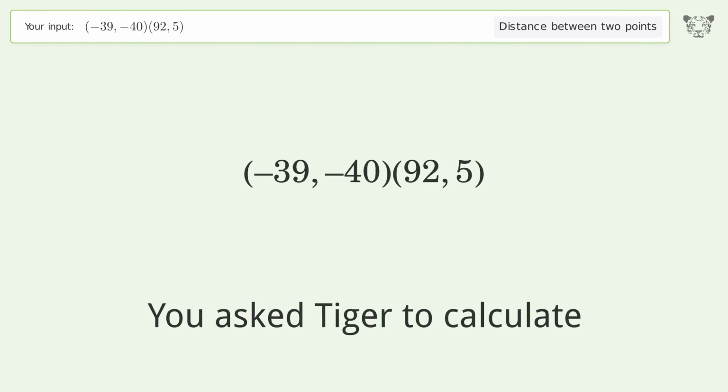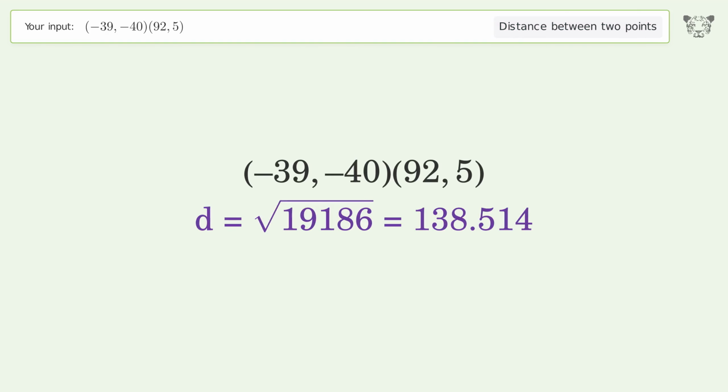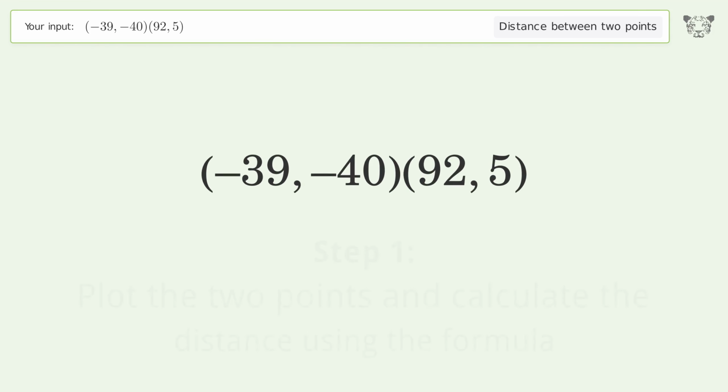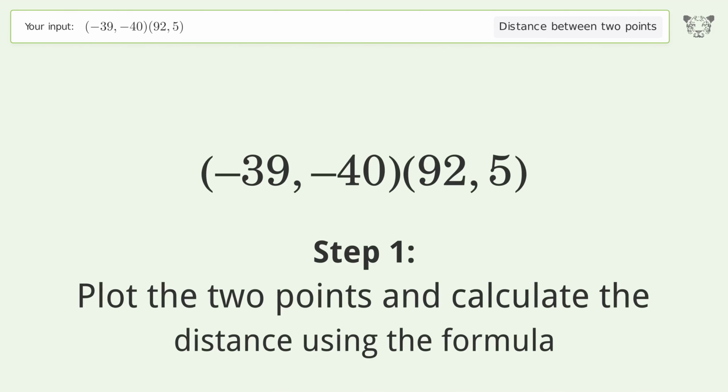You ask Tiger to calculate. This deals with the distance between 2 points. The distance between the 2 points is the square root of 19,186, or 138.514. Let's solve it step by step. Plot the 2 points and calculate the distance using the formula.